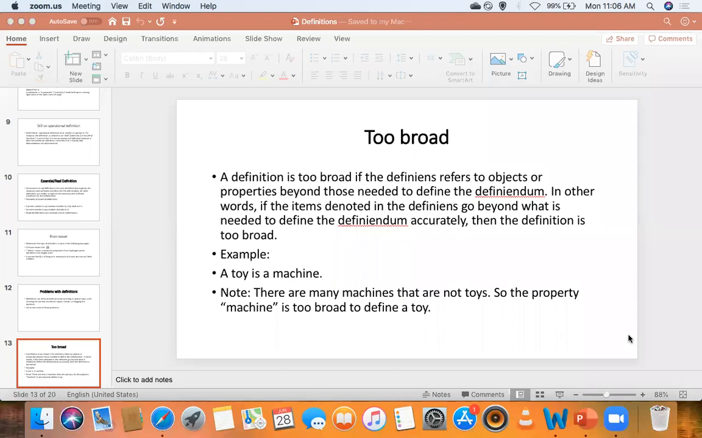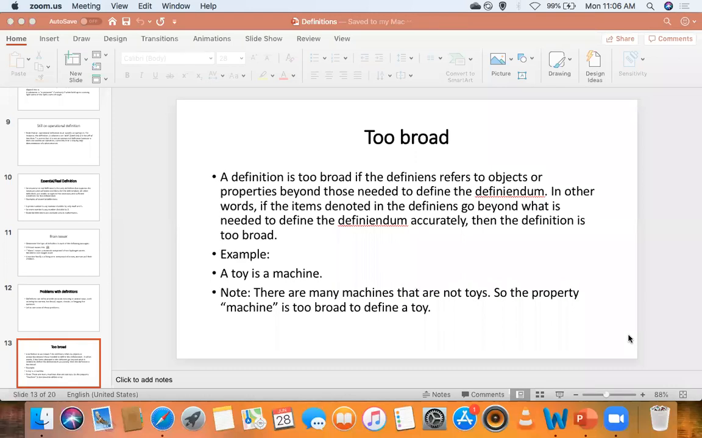So we're saying a definition can be too broad. It can be too broad when the definition is referring to issues that are not really necessary to define the definiendum, when it refers to items in the world that go beyond what is being defined. If you define a toy as a machine, the problem is that there are many machines that are not toys. So the property machine is too broad to define a toy.